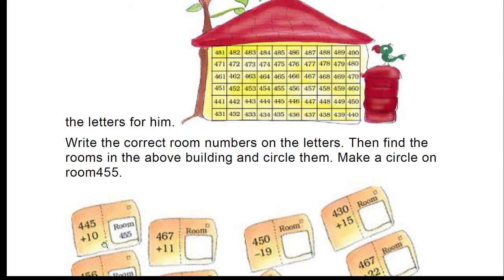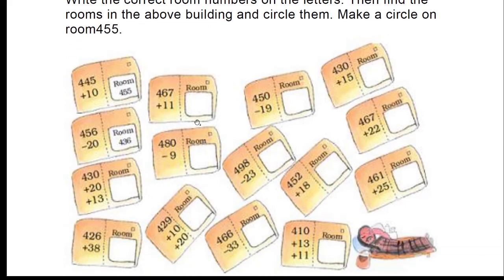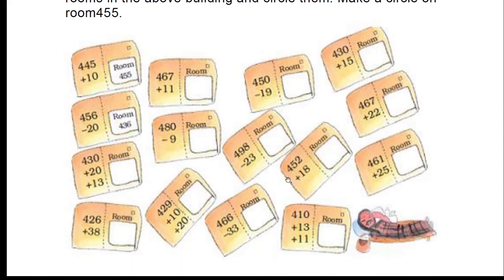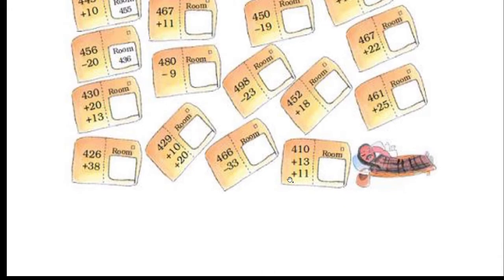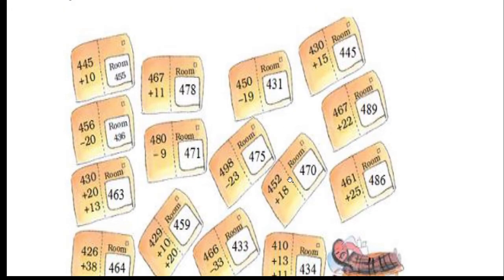You can see here 445 plus 10 equals 455. So your room number is 455, and you have to circle 455 here. Okay, so let's move. So here you can see you have addition and subtraction both. Mix room numbers you are having. So after doing addition and subtraction you are getting these room numbers.